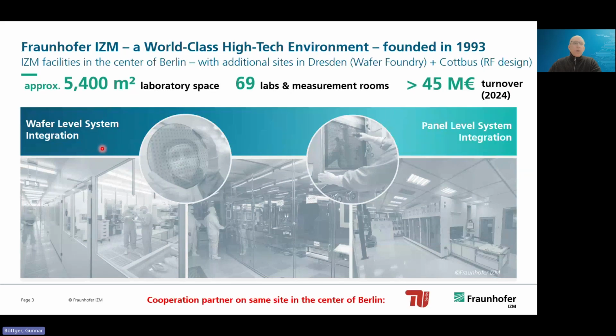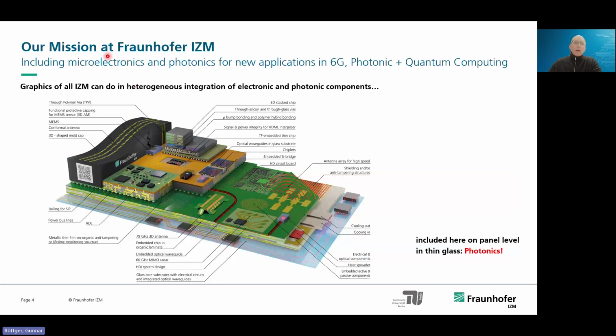So this is just a quick overview, which already was shown. We have a lot of laboratory space, a lot of labs, and we have been around for quite some time, and we are looking into integrating microelectronics and photonics for new applications in 6G, for quantum and photonic computing. And I'm going to go into the photonics level, which we can include on panel level in thin glass.